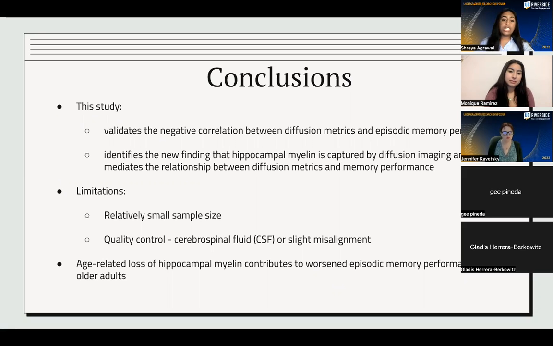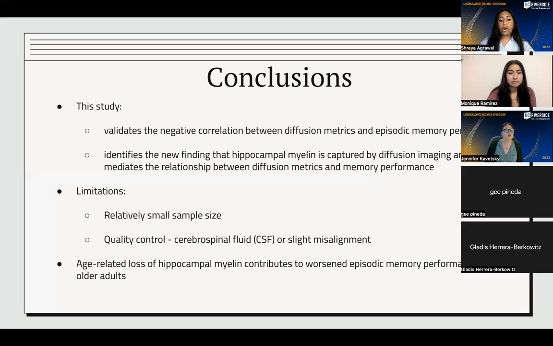We do have a few limitations that we want to acknowledge. The first one is that we had a relatively small sample size of 40 older adults. This is definitely something to acknowledge because our results had more weight from each participant. So each participant's data could skew our results one way or the other, but we did still have a pretty big group at 40 older adults.